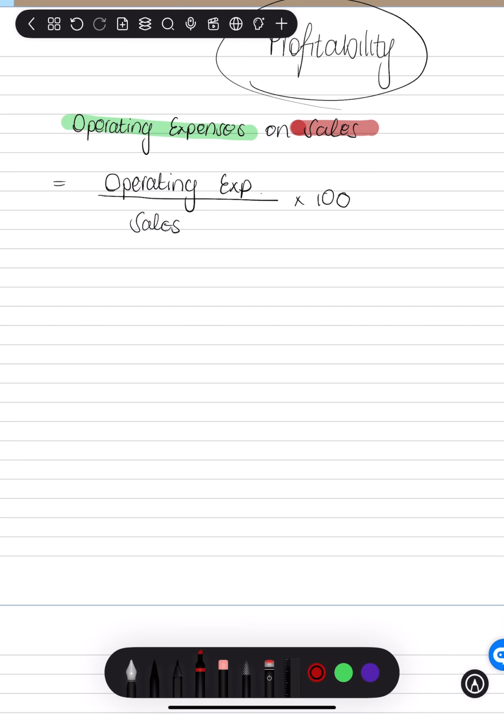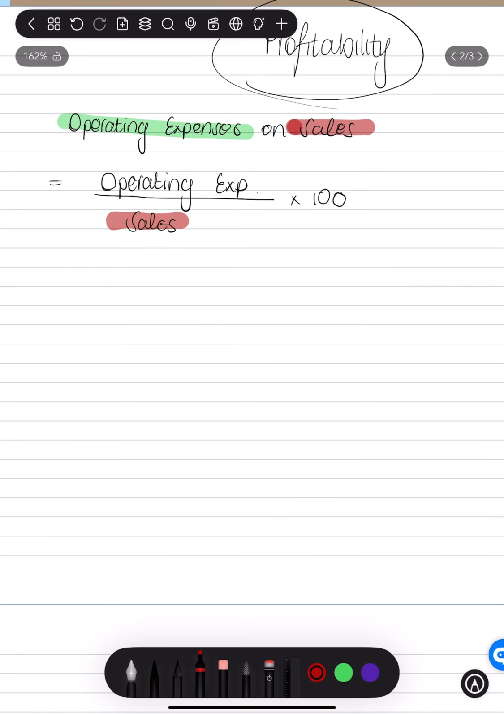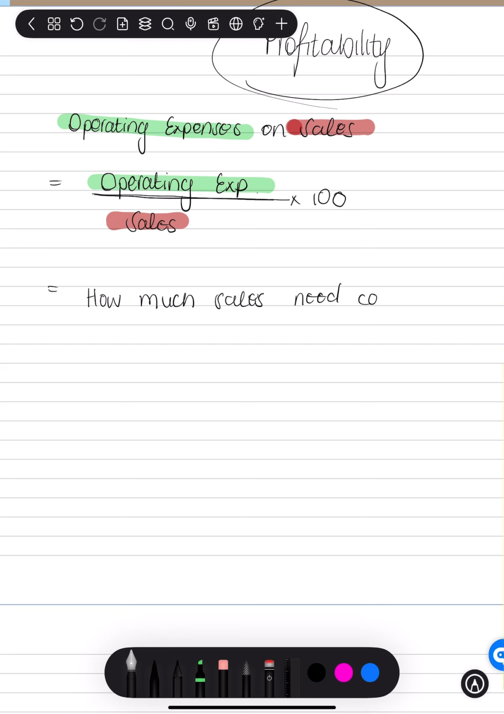There's highlights so you can see. There's a reason I'm highlighting. Green, green, and red on red. You see? Operating expenses on sales. So what does this mean? This basically means how much sales is needed to cover expenses, daily expenses.